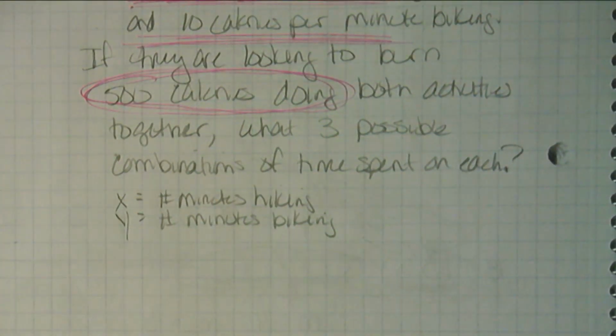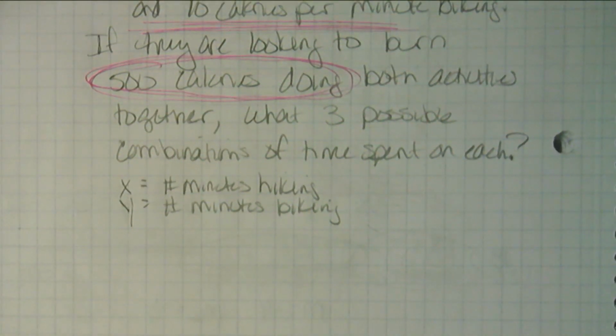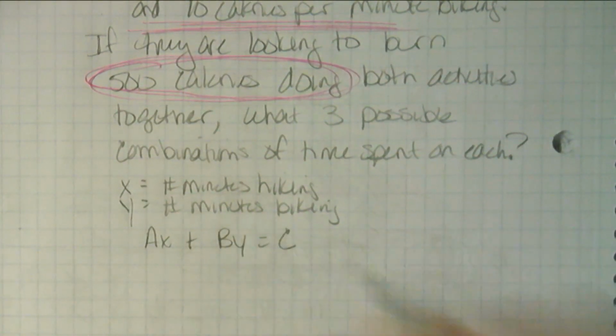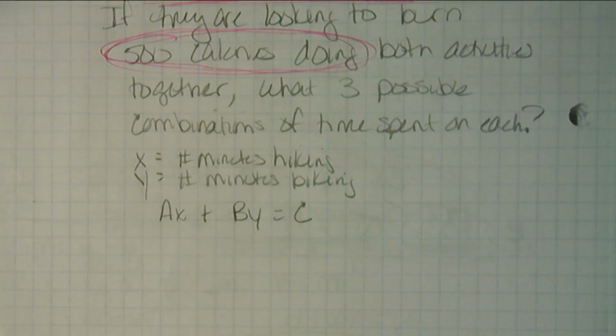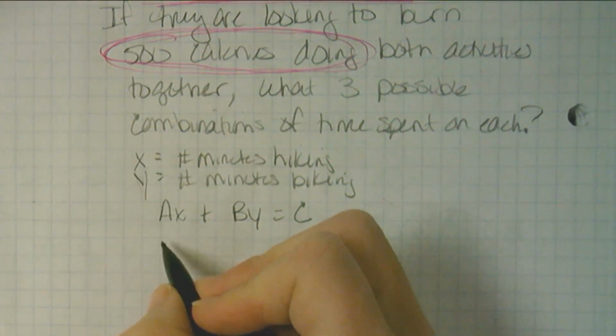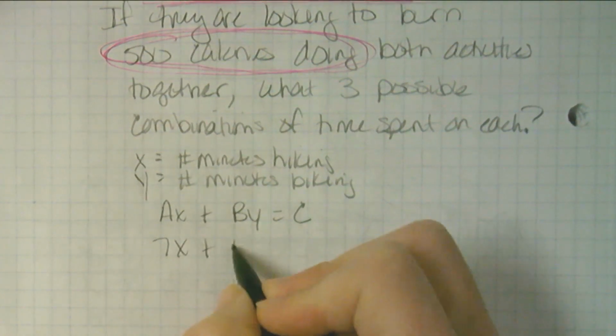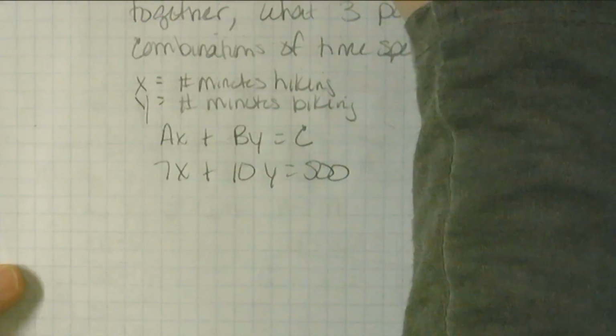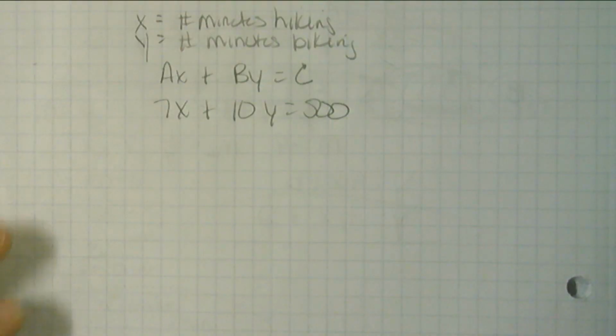So I made X my number of minutes hiking, Y my number of minutes biking. Don't just write hiking, because I don't know if you know what that really means. It's number of minutes hiking. So Ryan, what would be my equation here? Excellent. How would I graph this? What is it that I'm finding for me to be able to graph it? Rafaela?